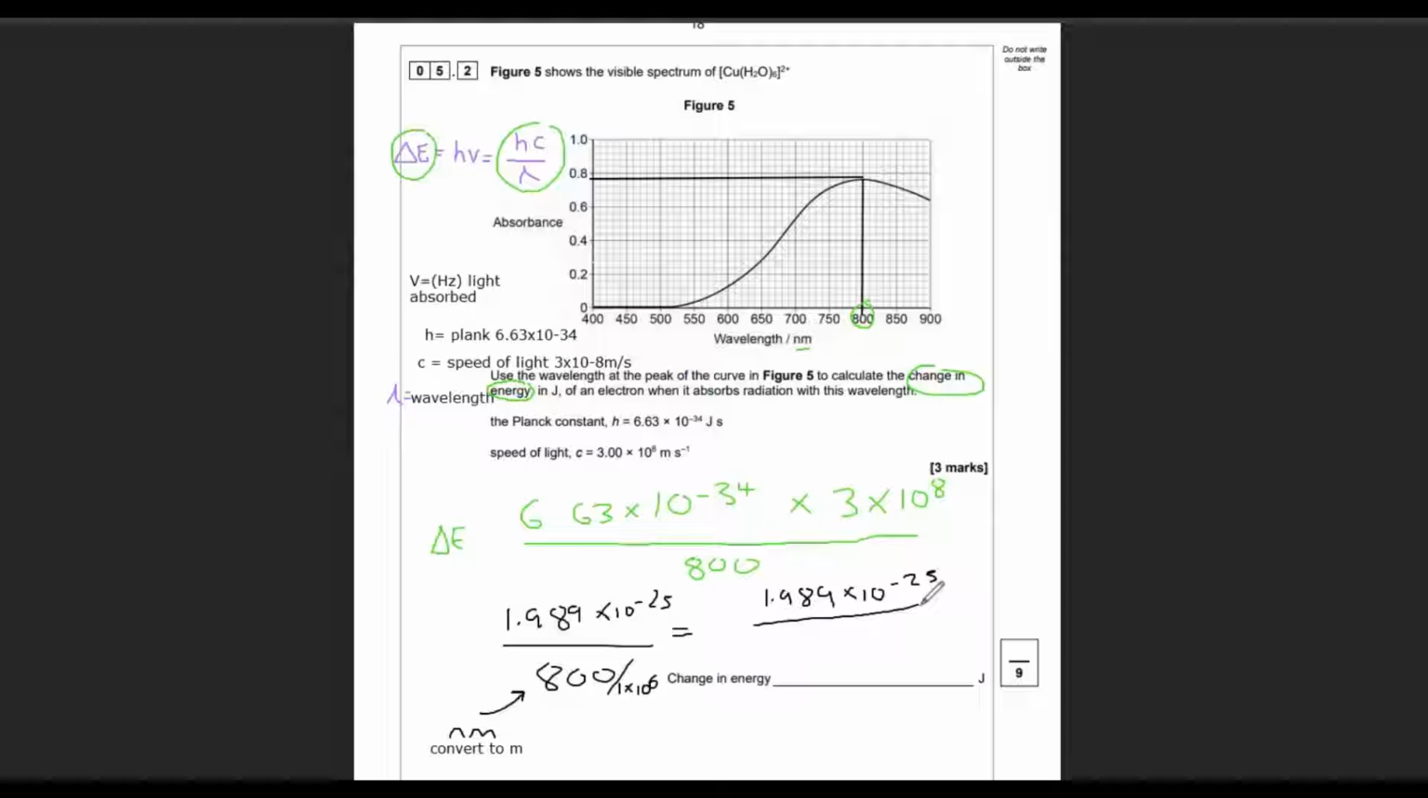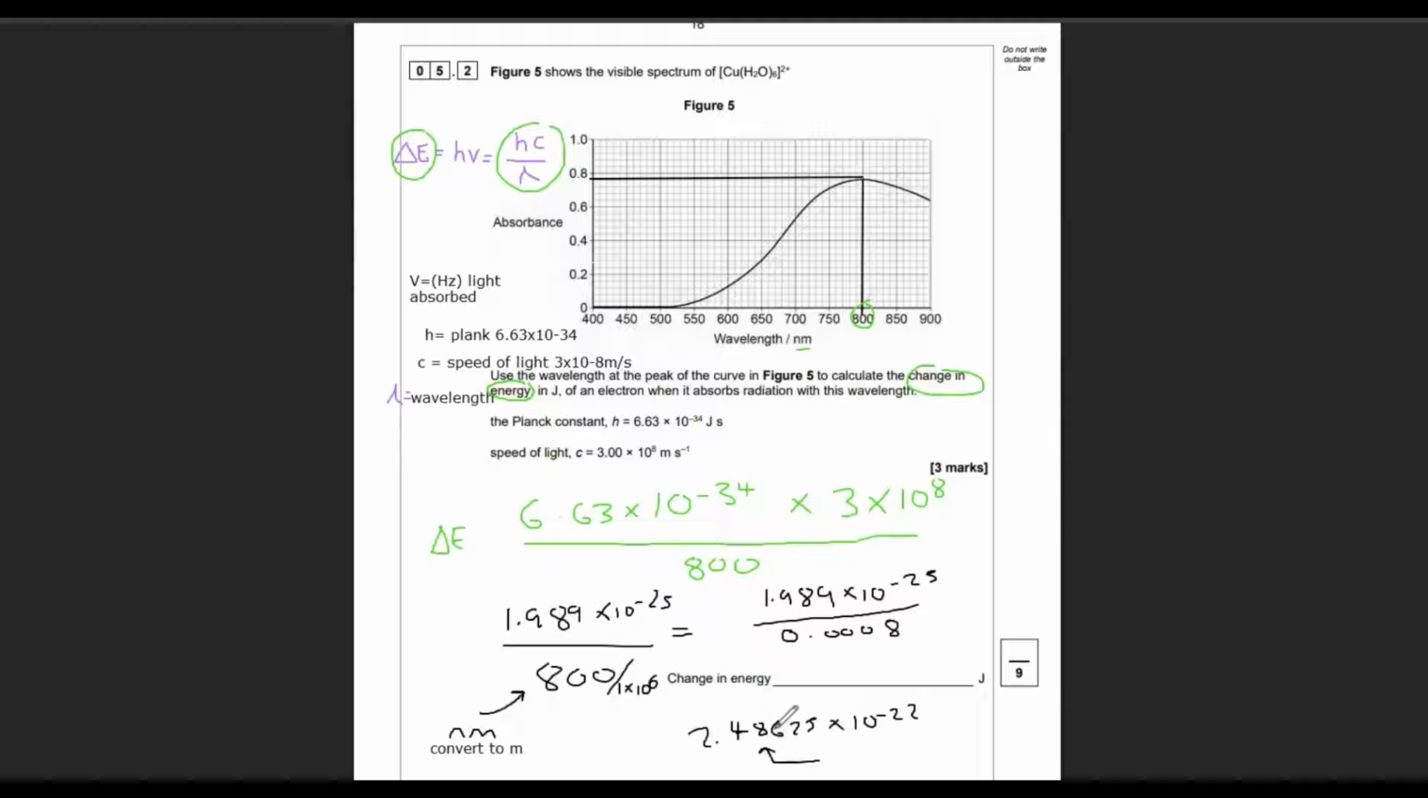So we're going to do 1.989 times 10 to the -25. How did I get 1.989 times 10 to the -25? I times h by c, so Planck's constant by the speed of light. And then we're going to divide that by the wavelength in meters, which is going to be 0.0008. And that is going to give me 2.48625 times 10 to the -22.